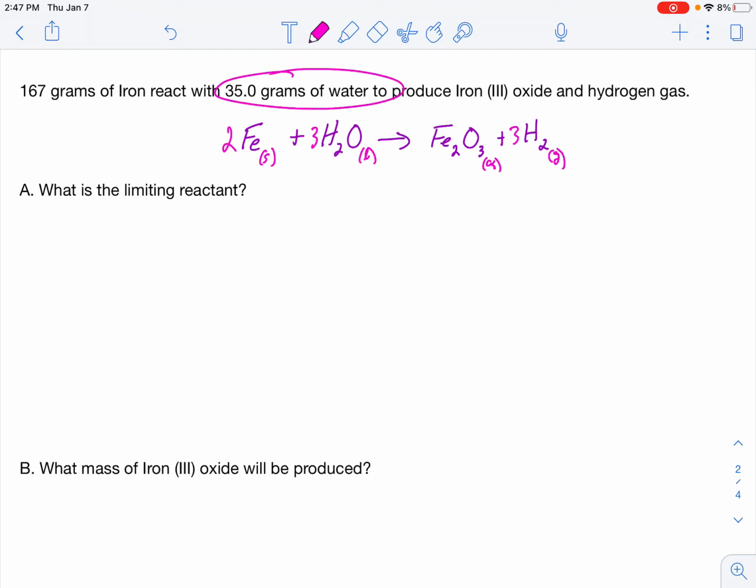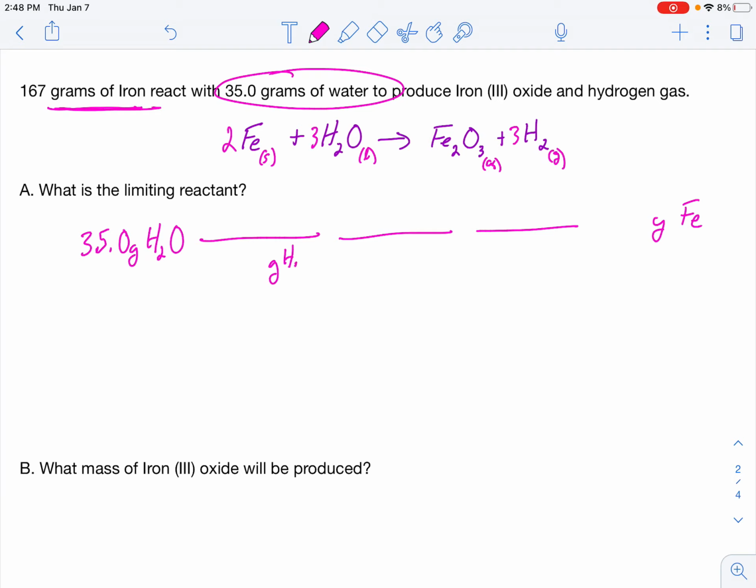So I take what's given to me in the problem, my 35 grams of water, and I need to calculate the unknown grams of iron that will react with it. I drew 3 lines because I first have to convert my grams of water to moles of water. Then I can convert my moles of water to moles of iron, and finally convert my moles of iron to grams of iron.